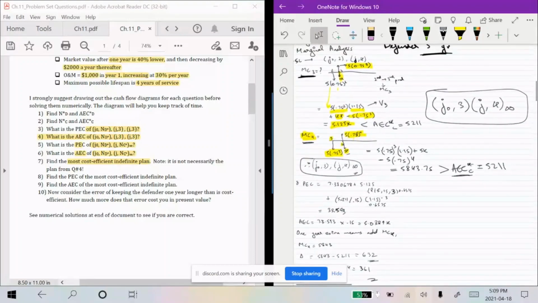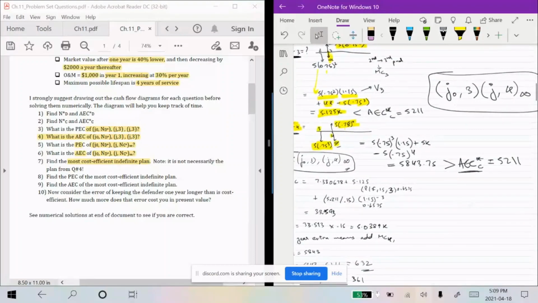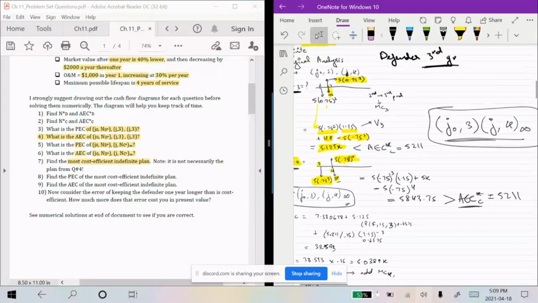So now they're telling us to find the present equivalent cost of this plan, right? It's similar to what we've done in all these third, fourth, fifth, and sixth questions. I'll just do it real quick.